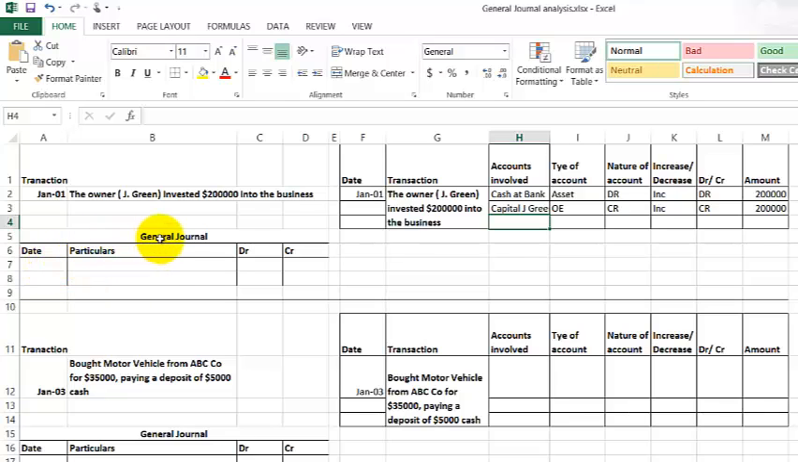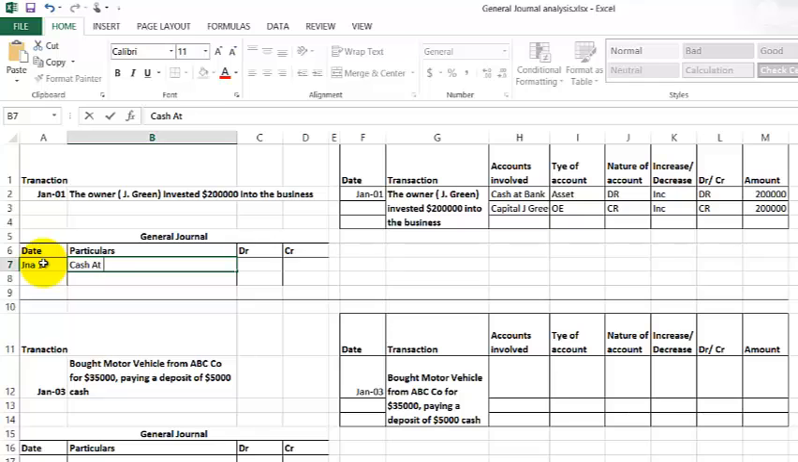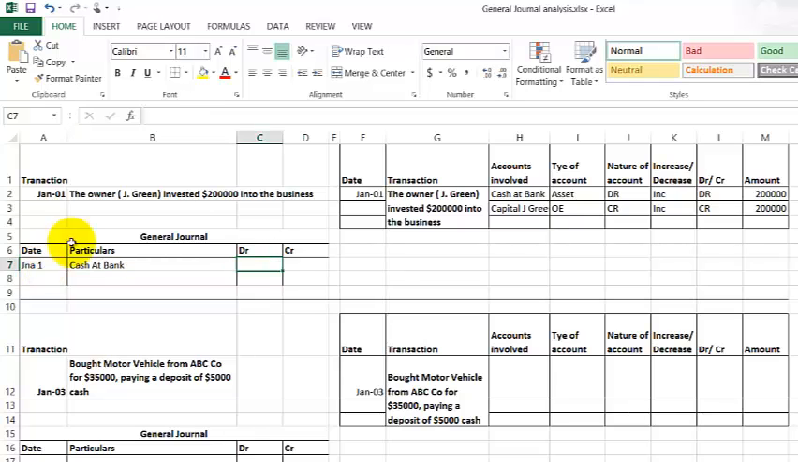So once you get to use the account rules and so forth, I want you to be able to skip that step and go straight here, what I'm going to do now. Okay, so in January the 1st, so you type in here January the 1st, the particulars, in this case we've got cash at bank. I've identified up here that it was a debit for 200,000, so I'm going to slip that straight away into here. Okay.